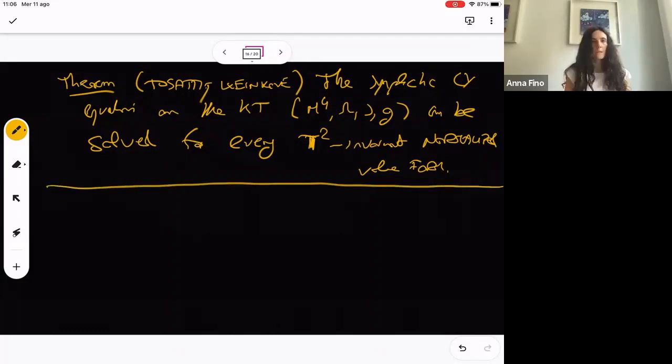In collaboration with Yan Li, Simon Salamon and Luigi Vezzoni, we tried to have a different proof of this result, and this allows us to generalize this result to any T2 bundle over T2, okay? And again, for every T2-invariant normalized volume form.